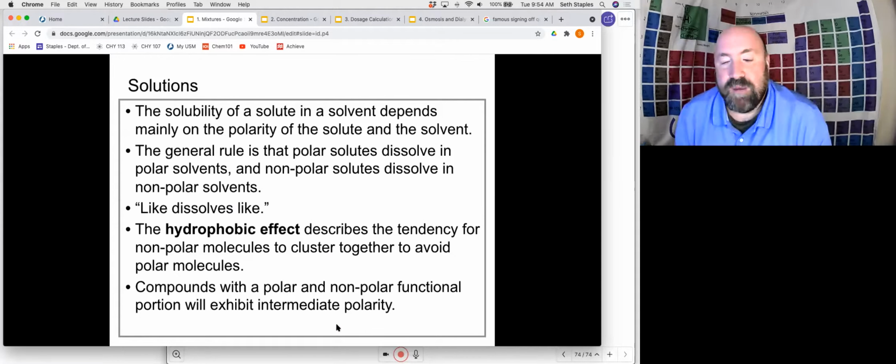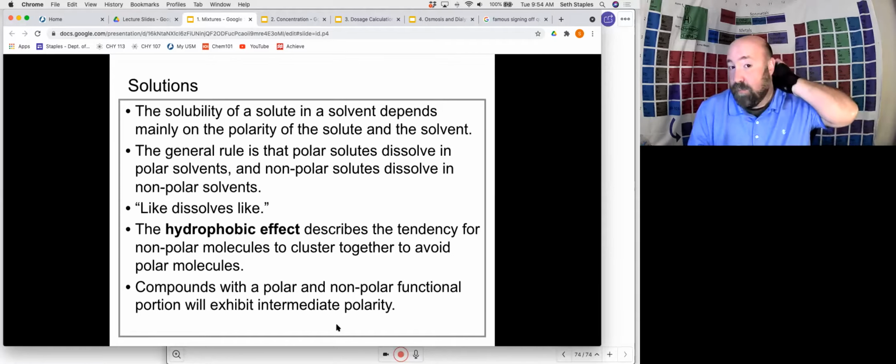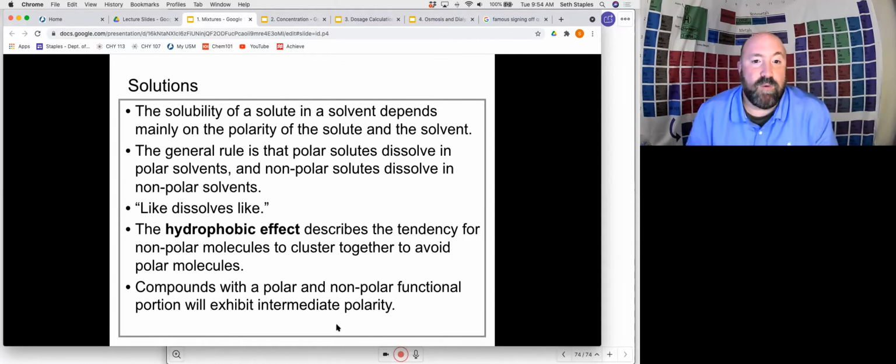A couple things to note is that the solubility of a solute in a solvent depends largely on the polarity of the solute and the solvent. This is one of the reasons that we looked at polarity a couple lectures ago, because the general rule is that a polar solute will dissolve in a polar solvent. Non-polar solutes dissolve in non-polar solvents. This leads us to the term like dissolves like. Polar things dissolve in other polar things. Non-polar things dissolve in other non-polar things. There are a couple other factors at play, but for our purposes, that's pretty much the rule that we're going to stick with.